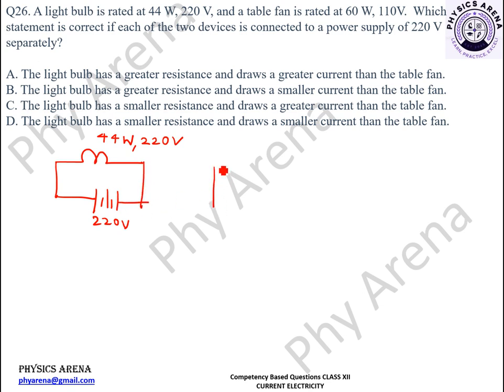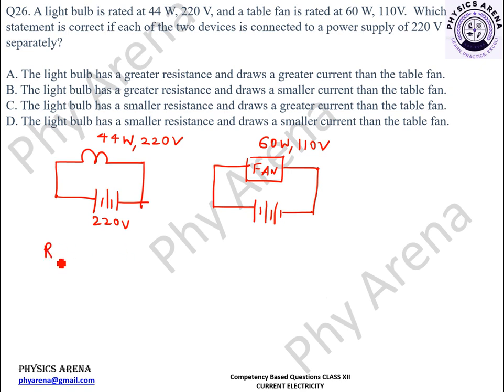Also we have a fan, and for this fan the power rating is 60 watt, 110 volt, and it is also connected to a 220 volt power supply. So we need to comment on these statements, which of the four given statements is correct. First, try to find out the resistance for the bulb and fan separately.